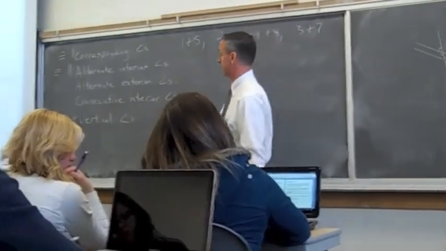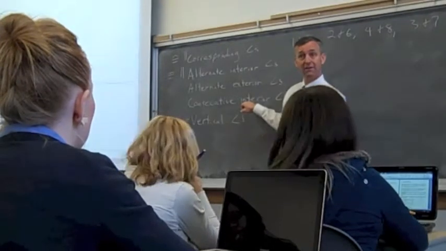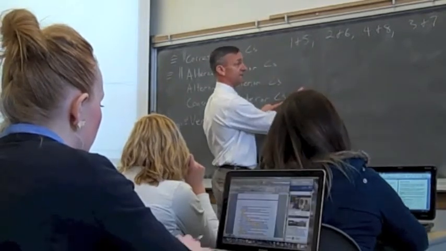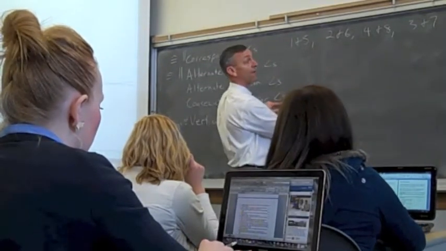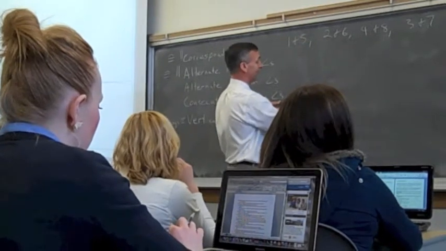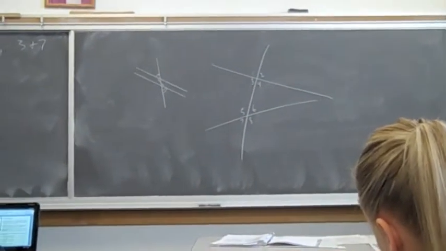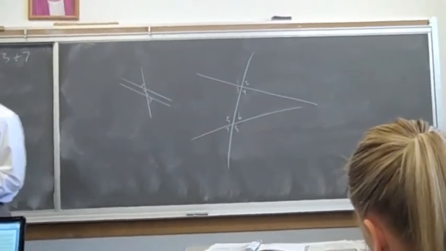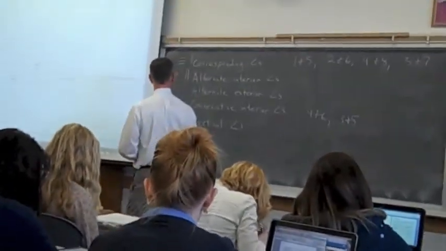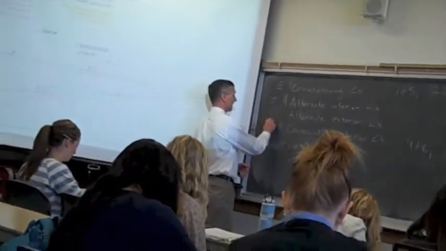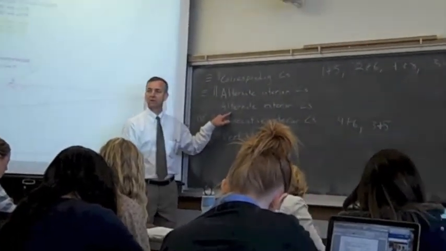How about consecutive interiors? Are they congruent as a pair? Give me a pair that's consecutive interior. 4 and 6. And 3 and 5. Check your positions of 4 and 6, 3 and 5 with your parallel lines. Are they? They're supplementary, not congruent, right? Okay? So when the lines are parallel, these add up to 180.